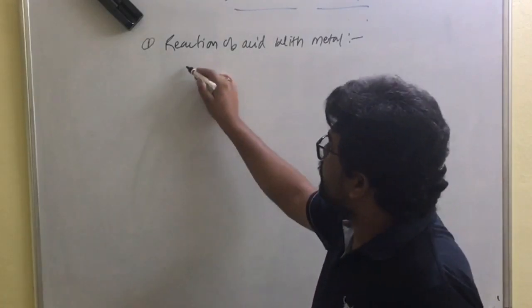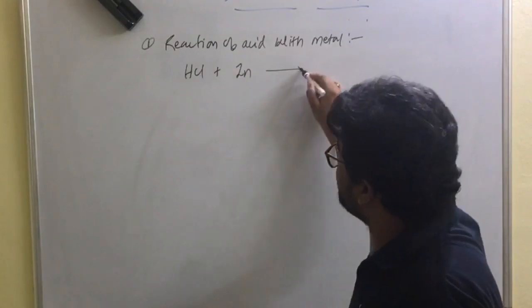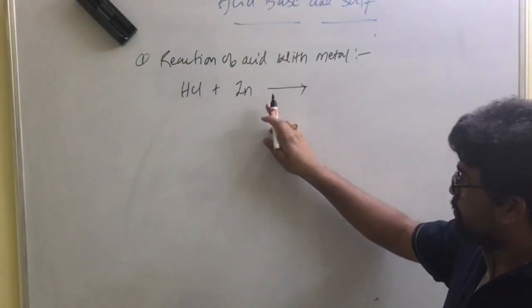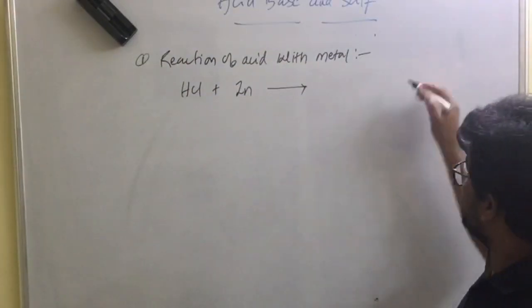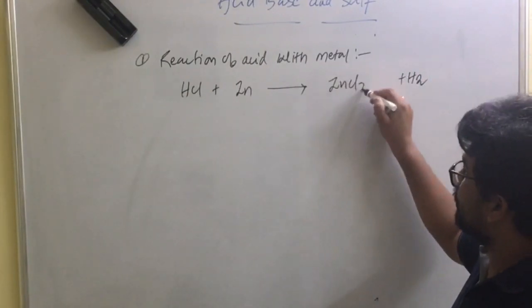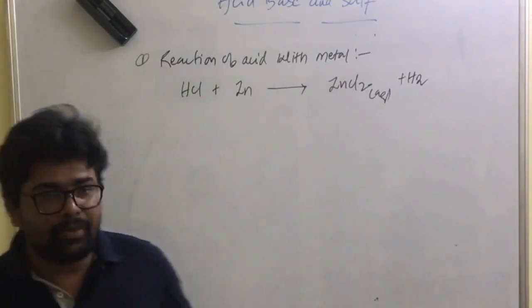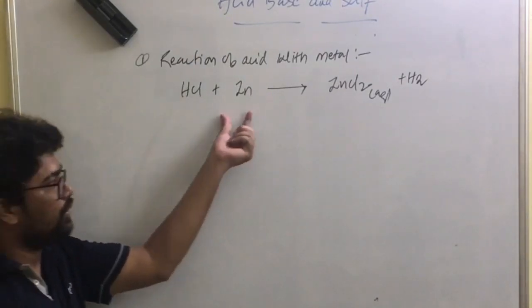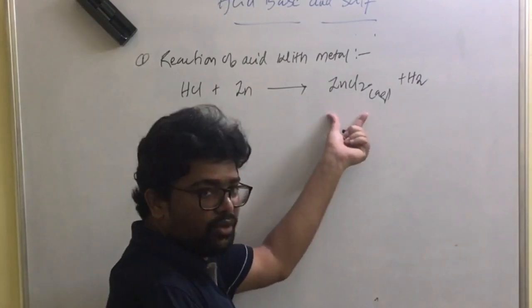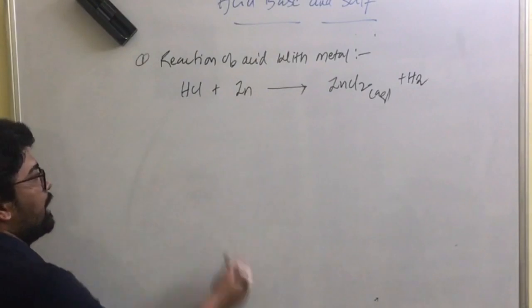So what happens? I'll take an acid, HCl, and react it with a metal called zinc. When acid reacts with metal, it releases hydrogen gas and forms a salt called zinc chloride. The remaining part of the acid reacts with the metal and forms a salt called zinc chloride and releases a gas called hydrogen gas. That is the first chemical property.